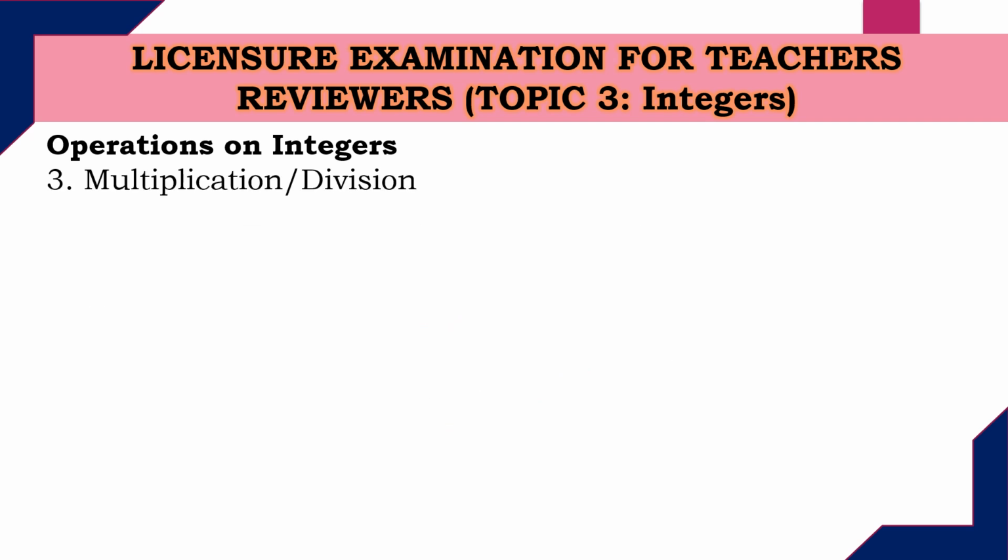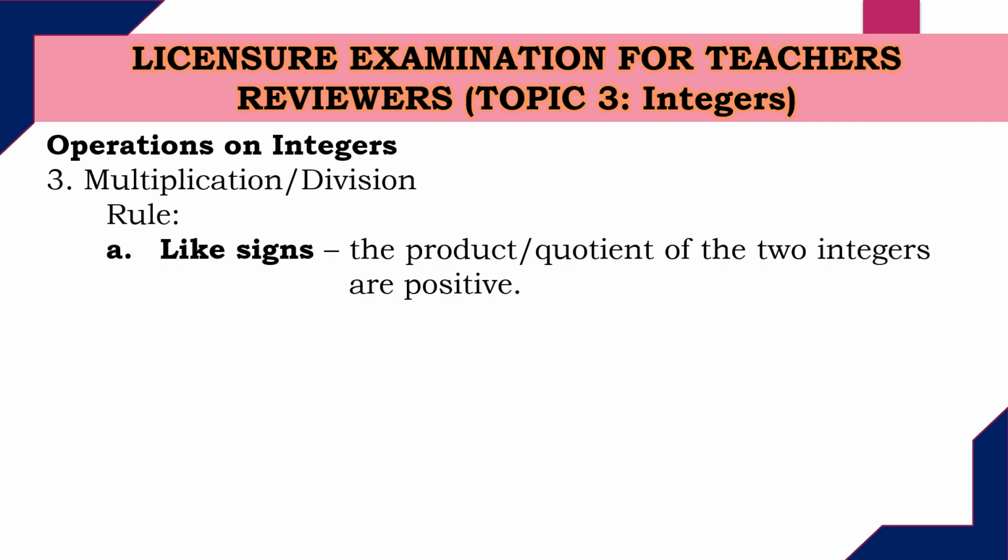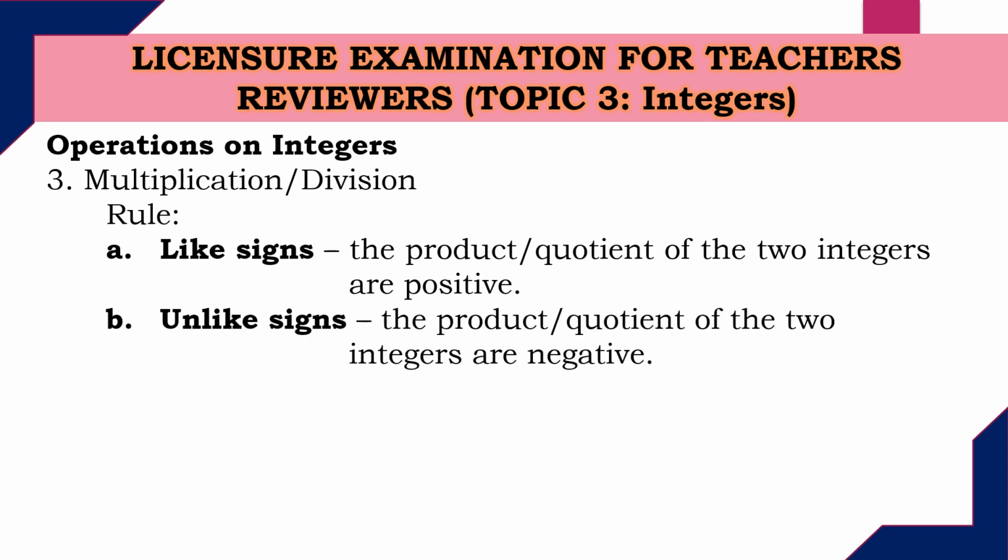How about the rules on multiplication and division of integers? So for like signs, the product or quotient of the two integers are positive. And for unlike signs, the product or quotient of the two integers are negative. For example, we have negative 4 times negative 5. That is equal to positive 20 or simply 20. Why positive? Because they have the same signs. Their signs are both positive.